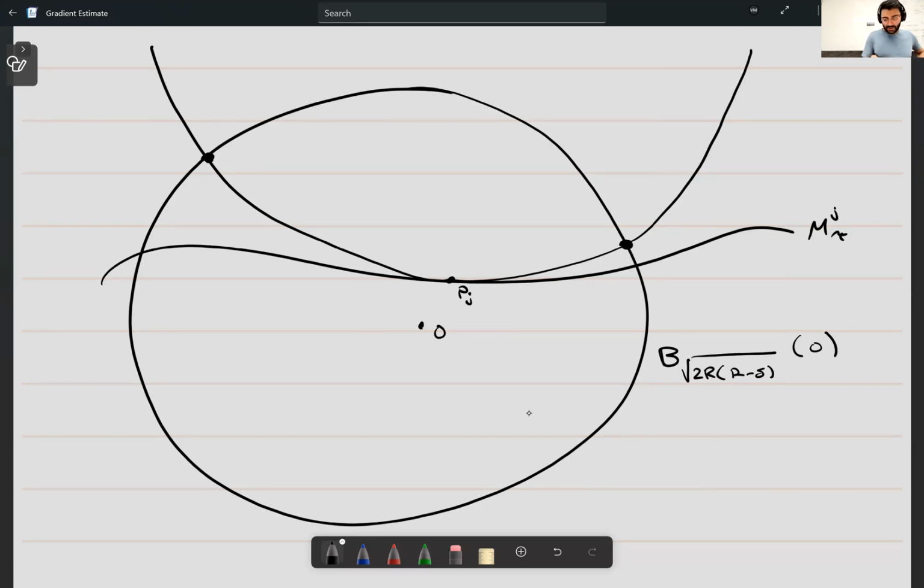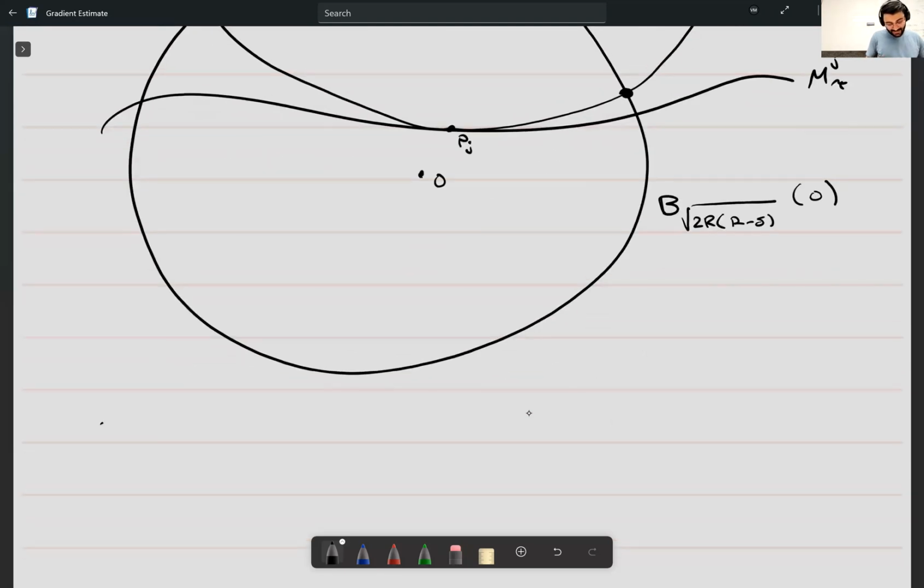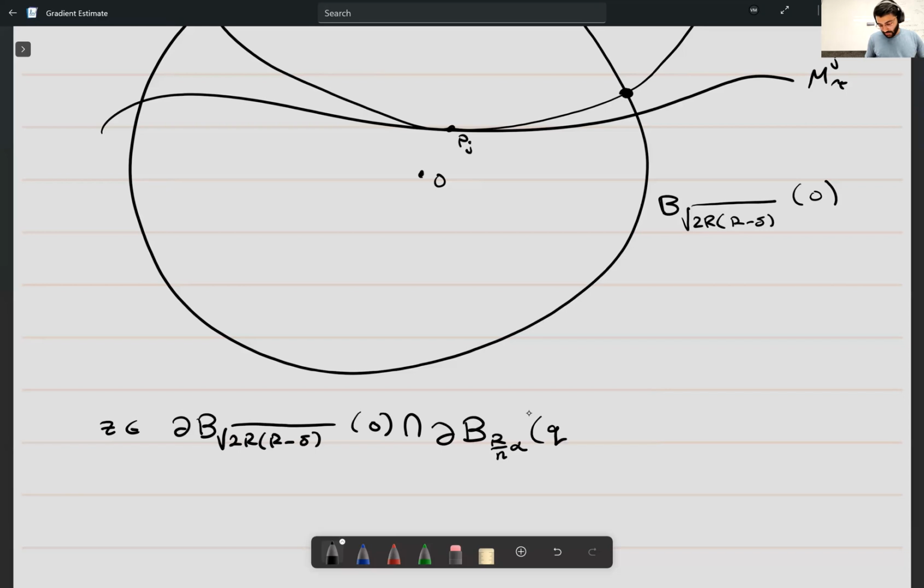Let's take some point Z. Well, I say 2 points, but there's a circle of points. I mean, there's a sphere of points. So let's take Z in this set: Z in the boundary of B_{sqrt(2r minus delta)}(0) intersect the boundary of B_{r alpha/n}(q_j).